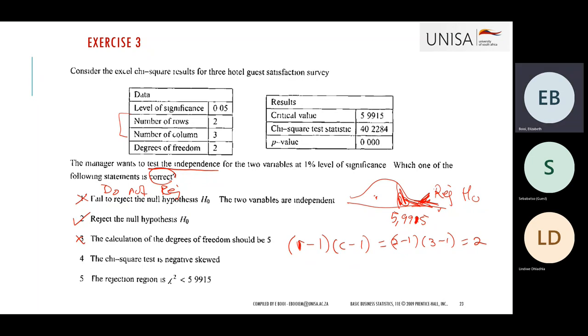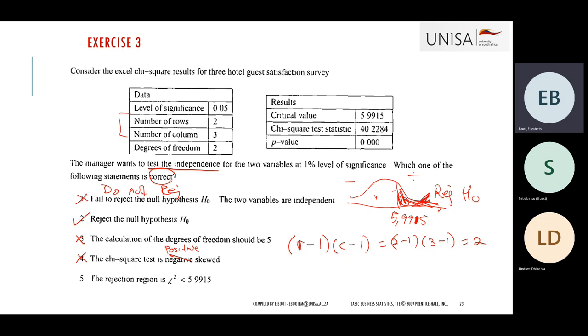Number 4 says the chi-square test is a negatively skewed test. This is a chi-square distribution. This side is positive, this side is negative. So it is always a positive skew test. It's not a negative skew test. You can check it from here.